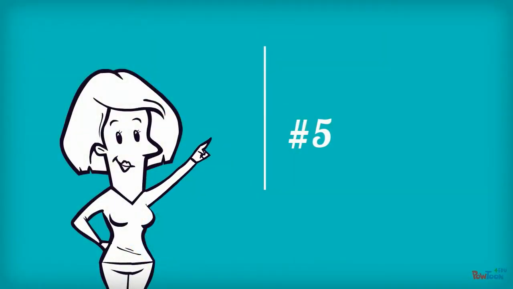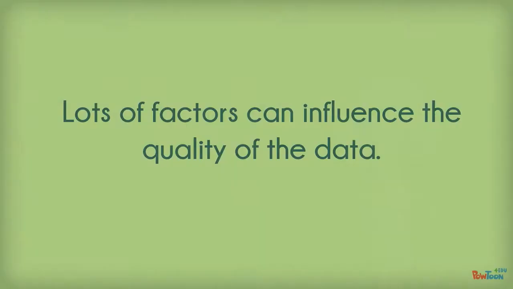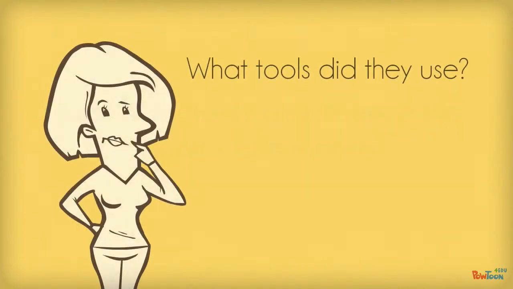Number 5. How was the information obtained? The tools, number of responses received, how many participants, and how the participants were selected can make a big difference in the quality of data. How did they get their information? Consider the tools. Did they do interviews or surveys? If they did surveys, were they online or were they mailed out?